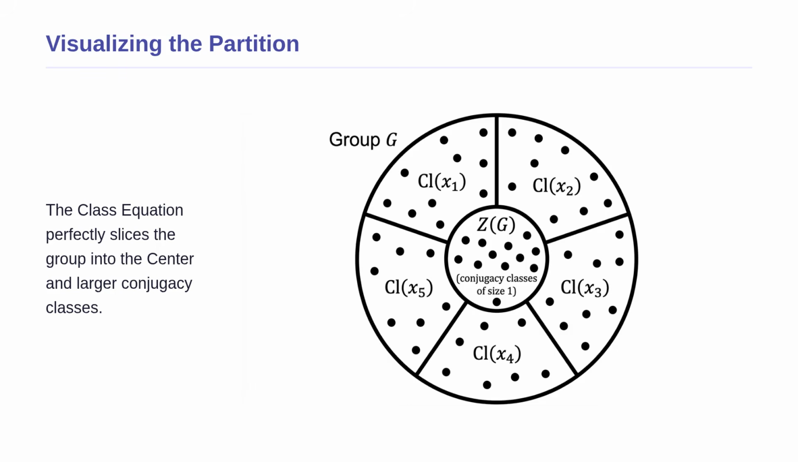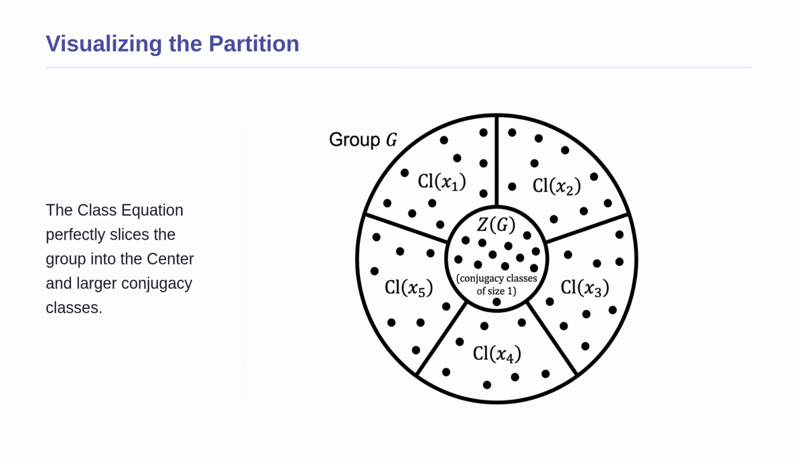To make this abstract formula concrete, let us look at this diagram. The entire large circle represents the whole group G. Notice how it is perfectly sliced into non-overlapping regions. The inner circle is the center, containing individual dots representing conjugacy classes of size 1.